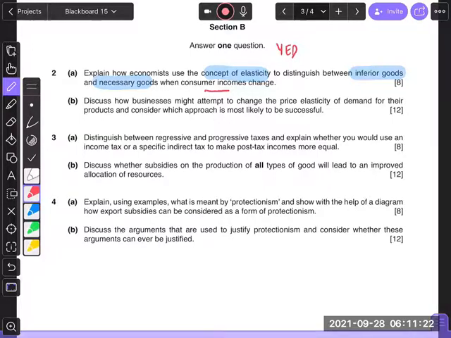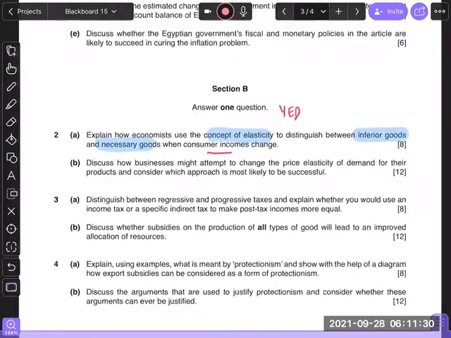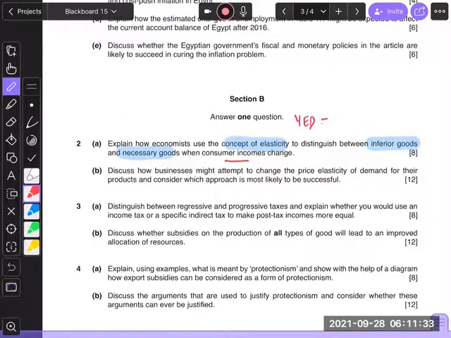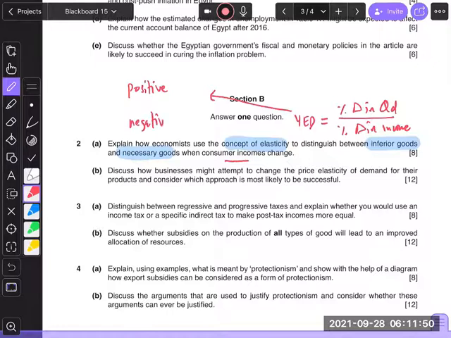So first we established the idea of elasticity measures the responsiveness of quantity demanded to a change in any variable. In this case, the change is consumers' income. So we look at YED, which is percentage change in quantity demanded over percentage change in income, right? Then we talk about this, that YED can be positive or negative. If it's positive YED, then when your income goes up, your demand goes up. A negative YED means when income goes up, demand goes down.